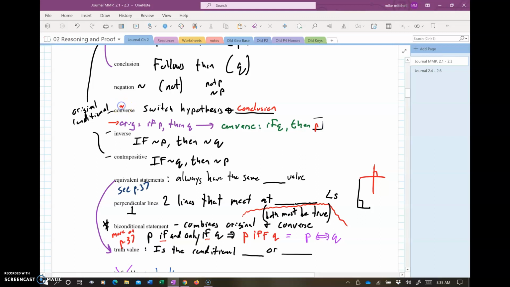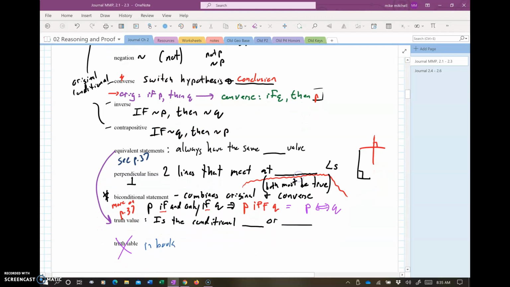This is a statement we use a lot in here. The inverse and contrapositive we're not going to use that much. The inverse is if not P, then not Q. The contrapositive is if not Q, then not P. Notice the inverse is the same as the original statement, you just have the nots there. Equivalent statements always have the same truth value. Truth value we'll look at in a second.